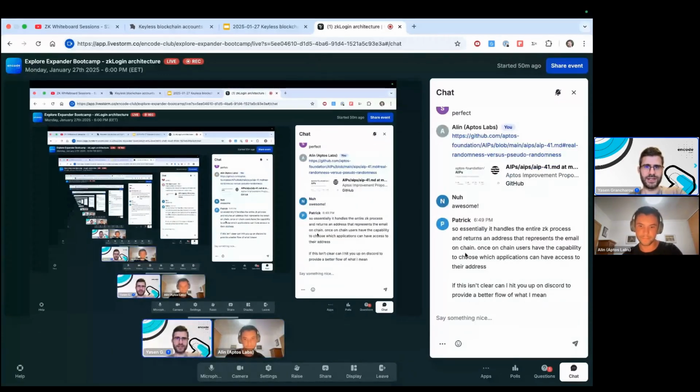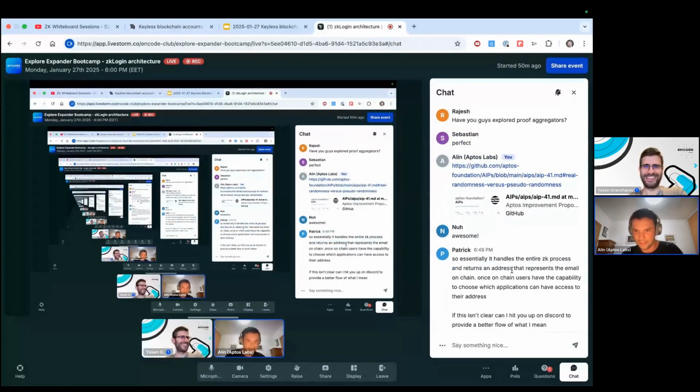And Patrick has summarized this question also, so maybe that's going to make more sense. So then it handles the entire ZK process and returns an address that represents the email on-chain. Once on-chain, users have the capability to choose which applications have access to their address. Yeah, so it's actually not that users have the capability to choose which applications can have access to their address. You could implement it that way too, probably. I'd have to think about it.